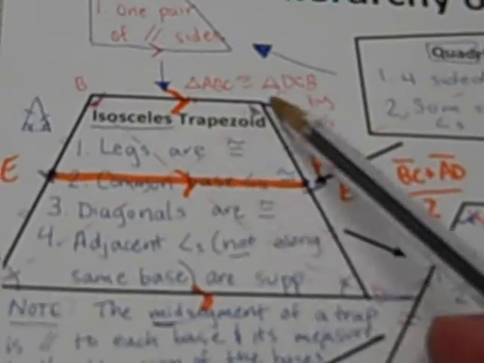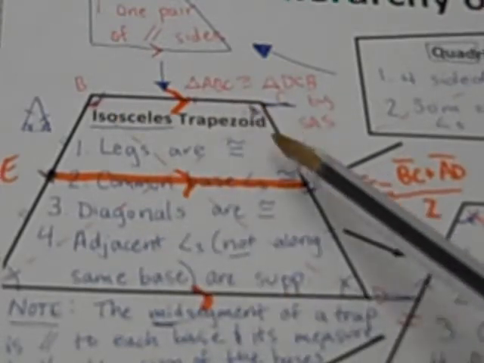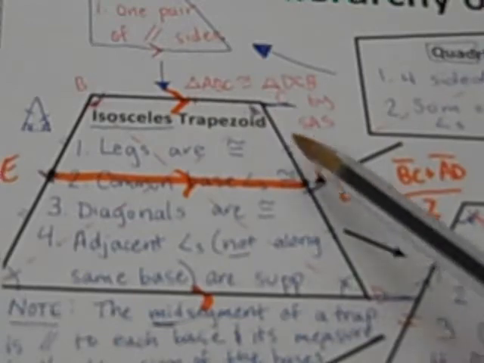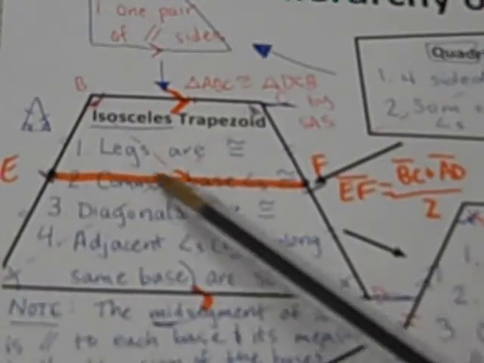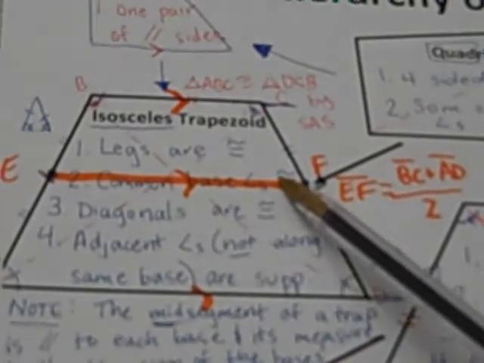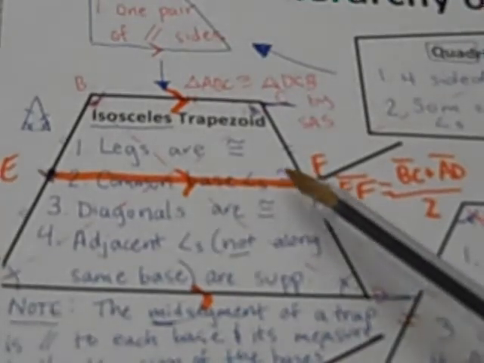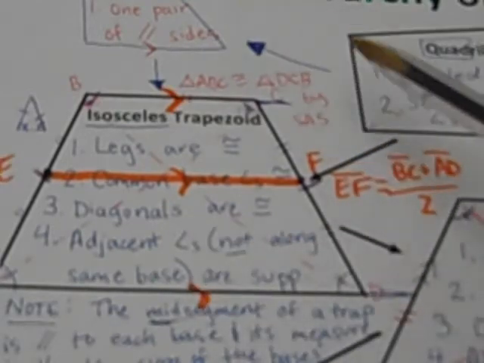Also, our diagonals spanning across that quadrilateral are congruent, and the adjacent angles, not along the same base, are supplementary. So those two and these two. Also note that if you draw a mid-segment on your trapezoid, then that mid-segment is parallel to the two bases, and its measure is the two bases added together divided by 2.